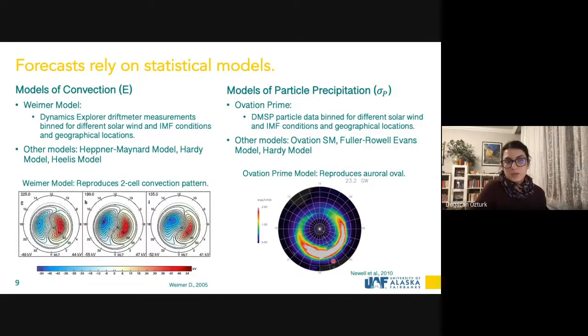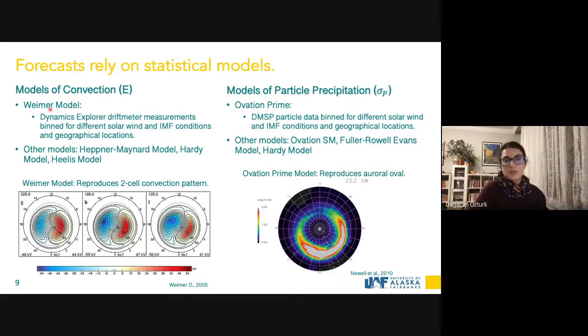So again, based on all these inferences that we have, we can also predict how the statistical behavior of the system is going to behave, based on years of observations. Again, we broke down the aurora into two components earlier, the convection and particle precipitation. So we have statistical models to describe the convection in the ionosphere.